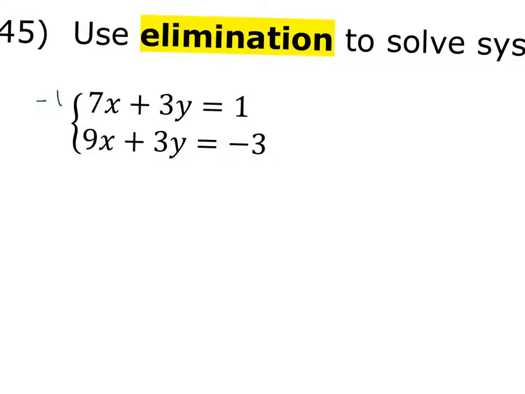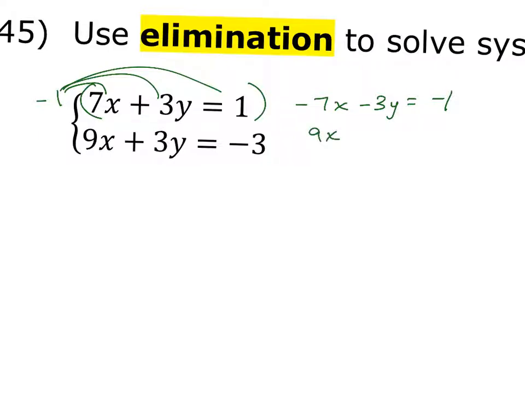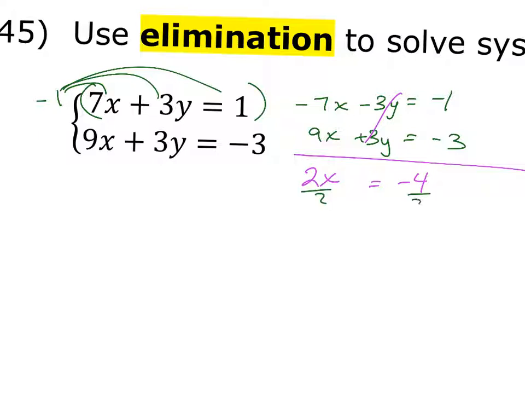If you multiply the top by negative 1, then you're going to get negative 7x minus 3y is equal to negative 1. Remember that you multiply that to the entire equation, not just to the 3y. And you rewrite the 9x plus 3y equals negative 3, and now you can just simply add straight down. And when you add down, you get 2x equals negative 4. Divide by 2, and you get x is equal to negative 2.